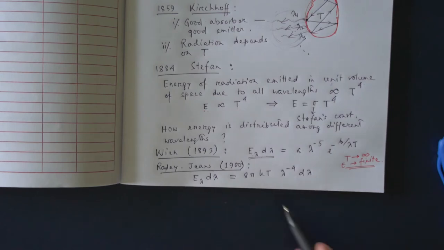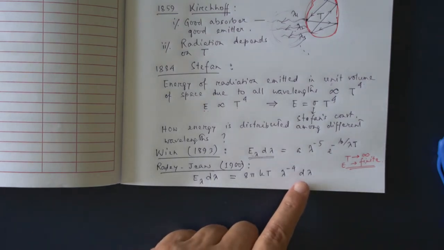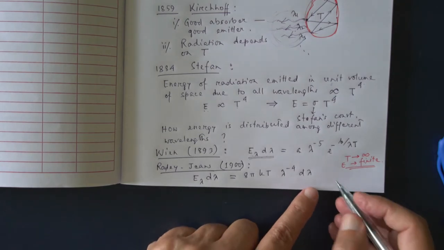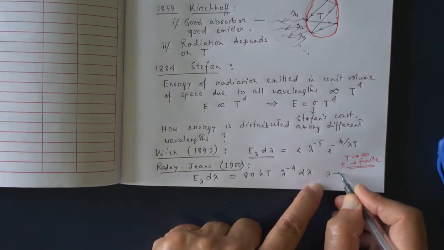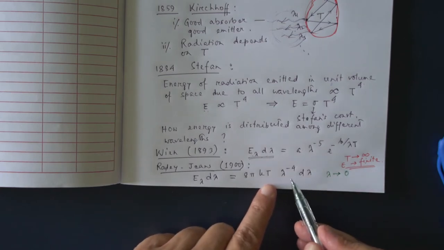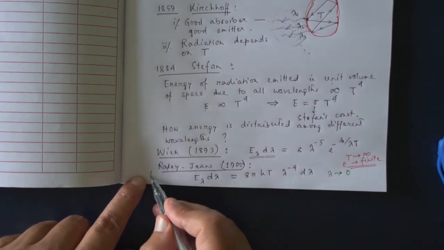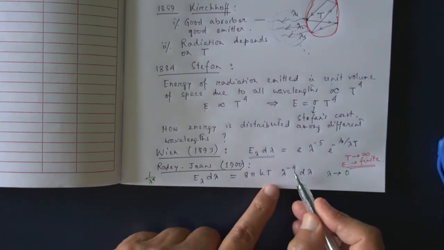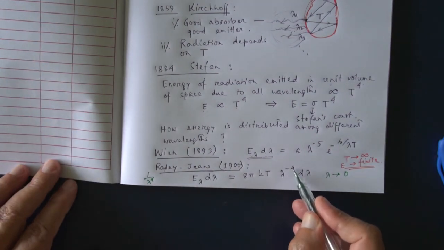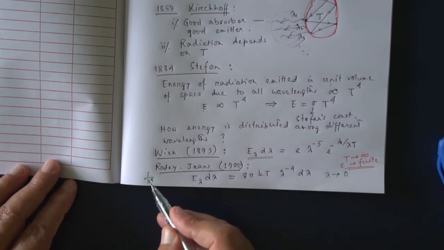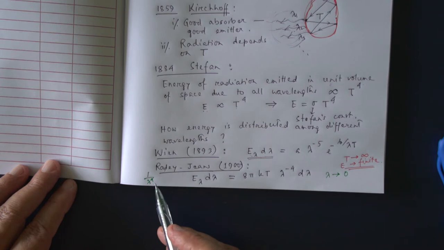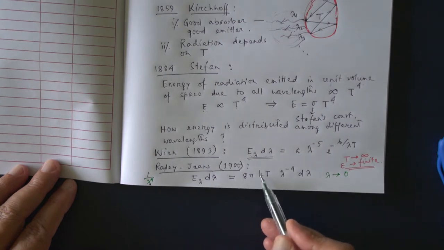Similarly, in Rayleigh-Jeans formula, you see, when lambda tends to zero, this is 1 by lambda to the power 4, lambda to the power minus 4. Lambda to the power minus 4 means 1 by lambda to the power 4. So when lambda tends to 0, 1 by 0, that means infinity. So energy becomes infinity.